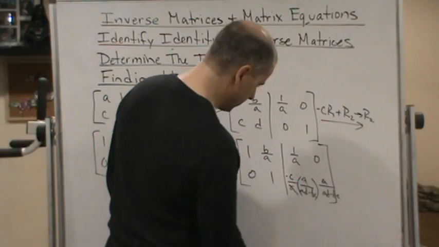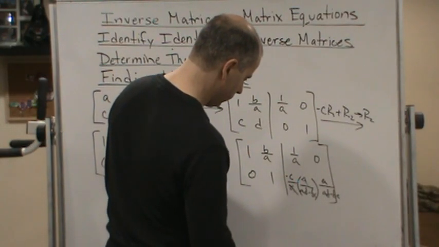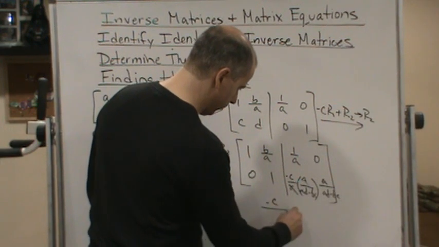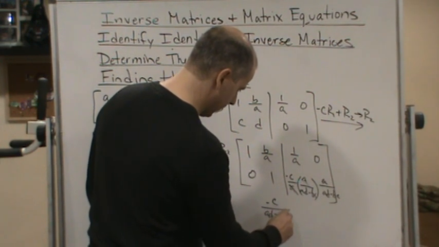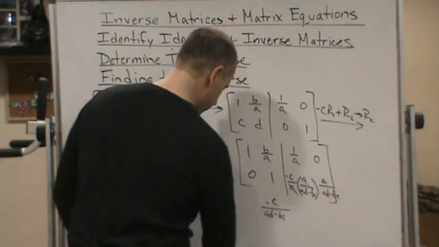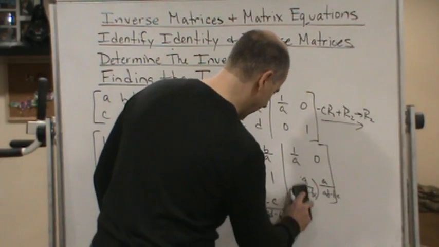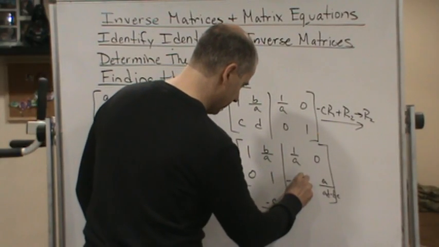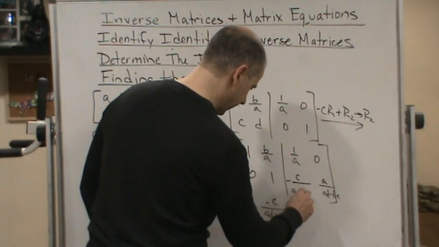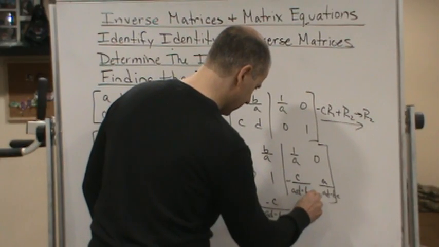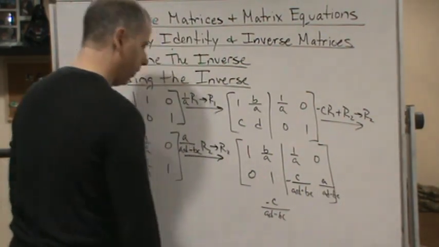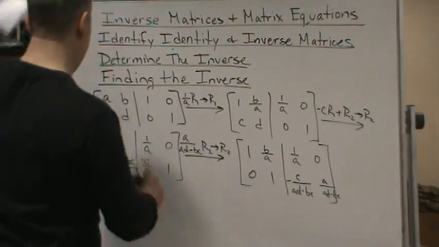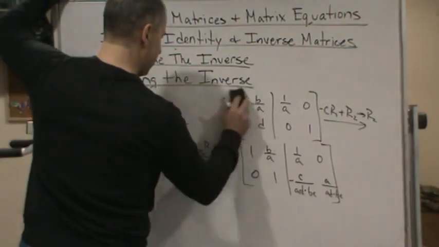The A's are going to cancel, right? So this is just going to become negative C over AD minus BC. So let's just replace it with that. Okay, let's just simplify things a little bit. So this is going to be negative C over AD minus BC. All right, cool. Almost there. So now, let's go back to the top.